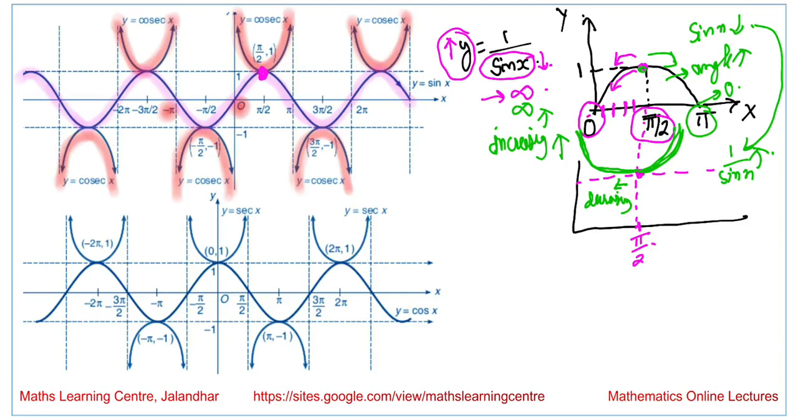Now from cosecant x, we can obtain the graph of secant x as we have obtained in the case of the cos function. We are just shifting all these points, or you can obtain the graph of secant x from the graph of cos x as we have obtained the graph of cosecant x from sin x. So this is the graph of the function y is equal to secant x. So we have seen the graph of sin x, cos x, tan x, cot x, secant x and cosecant x on their domain.